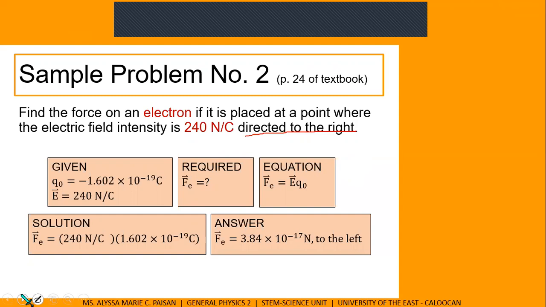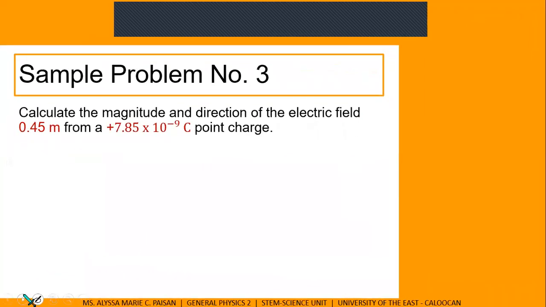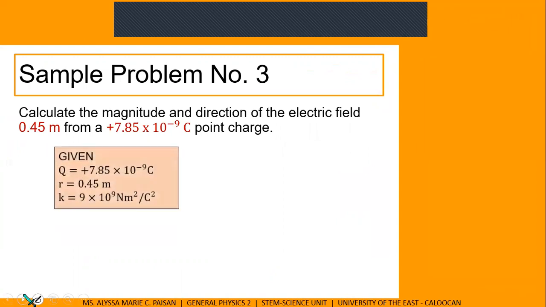So, kaya dito, si electric field, papunta siyang right, si electrostatic force, papuntang left because our test charge is an electron and electrons are negatively charged. Okay? Next. So, kapag sa problem, may nabanggit na direction, yung final answer mo kapag either electrostatic force or electric field, dapat may direction din siya. Let's have sample problem number 3.